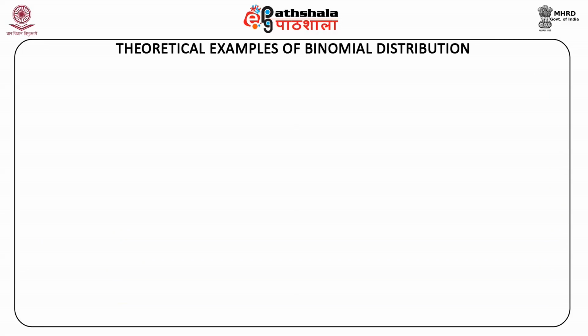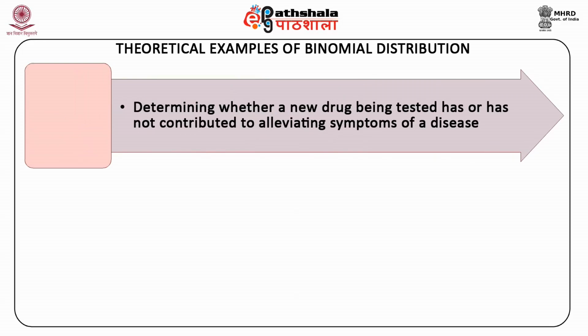Let us now look at some of the theoretical examples of binomial distribution. A binomial distribution may be used in determining whether a new drug being tested has or has not contributed, yes or no labels, to alleviating symptoms of a disease.